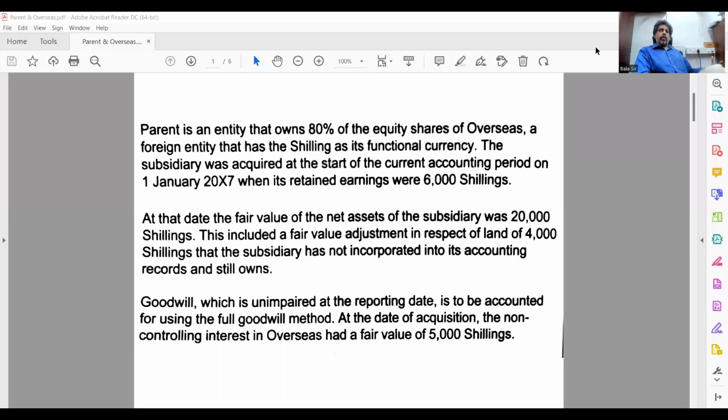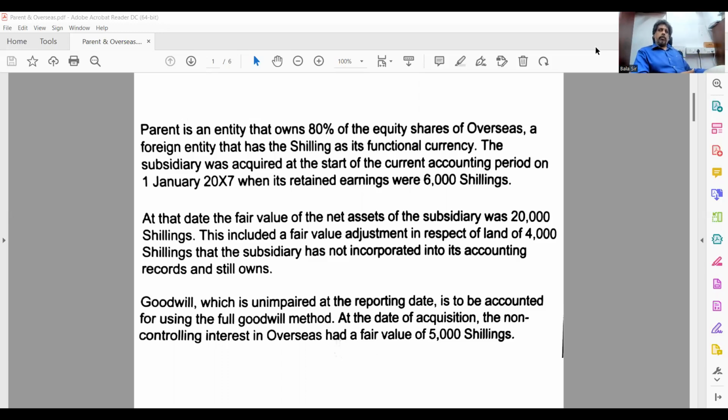Okay, so here we go with an example in which you have a parent entity and they have a foreign subsidiary. So let us work through this example to understand how exactly we're going to first of all translate the foreign subsidiary financial statement into the presentation currency, nothing but the parent's currency. And then you got to prepare a consolidated financial statement, that is balance sheet and profit and loss statement. Okay. So, let's go ahead and read the question.